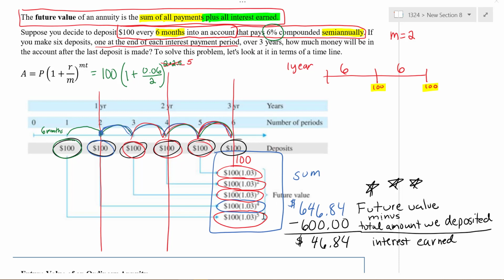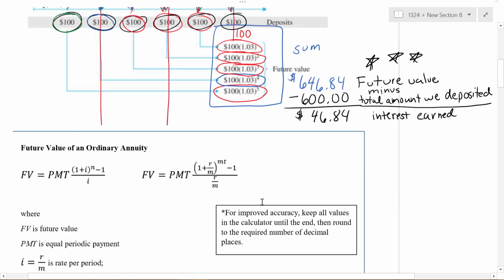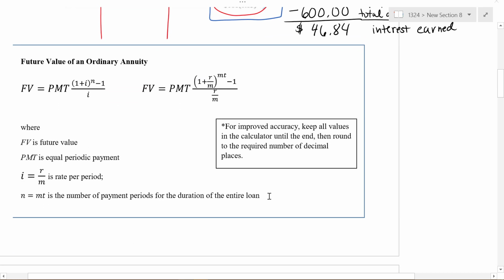and those future values, instead of doing all of that individually, we have a formula that's going to do all of this at once. Okay, so this is the formula that I want you to use for a future value of an annuity. So FV stands for future value.